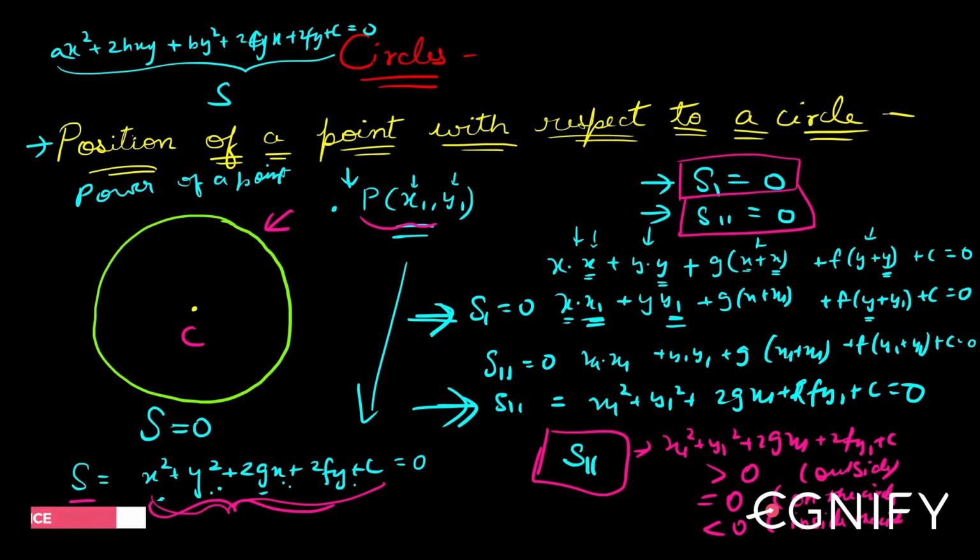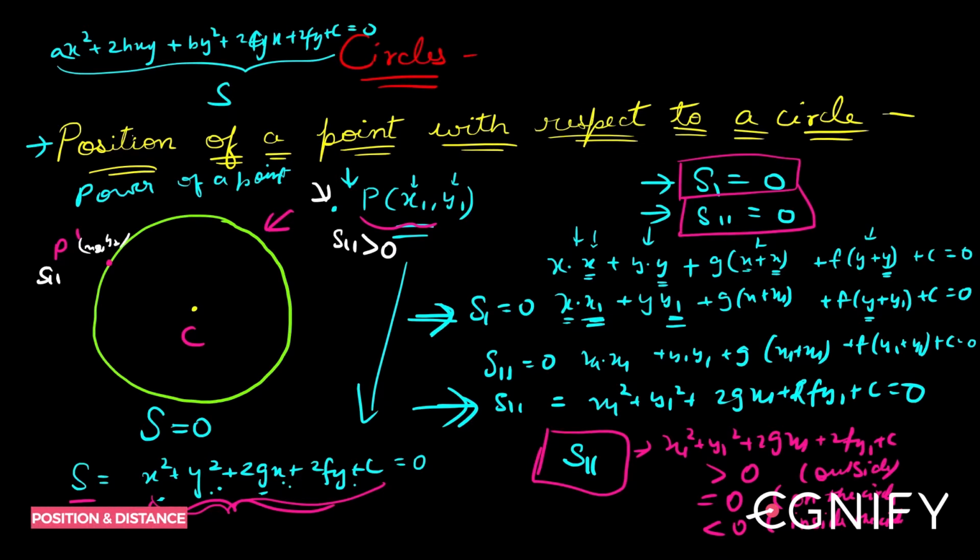So obviously, if you look at this point, what will be the value of S11 for this point? I don't know what it will be, but for sure it will be greater than 0 because the point is outside the circle, right? If I take a point here, if I call this as P dash, what will be S11 for this? So I'll put the coordinates of this, x2, y2 maybe.